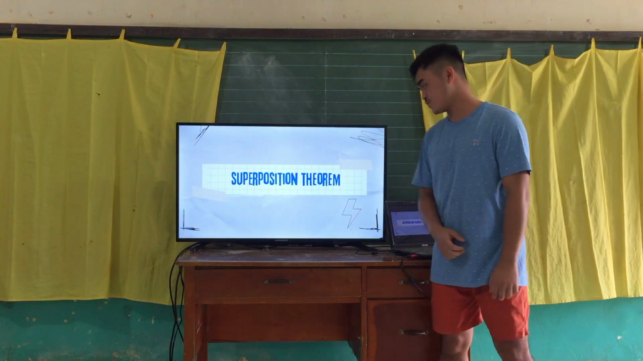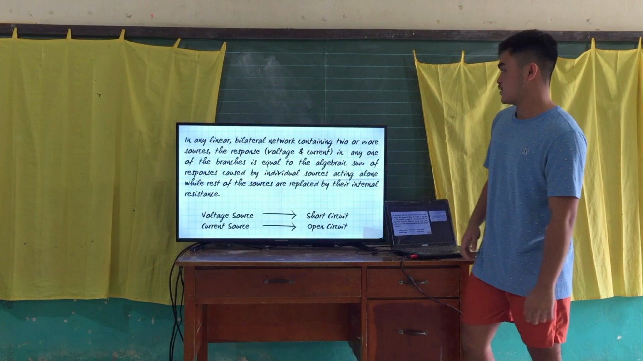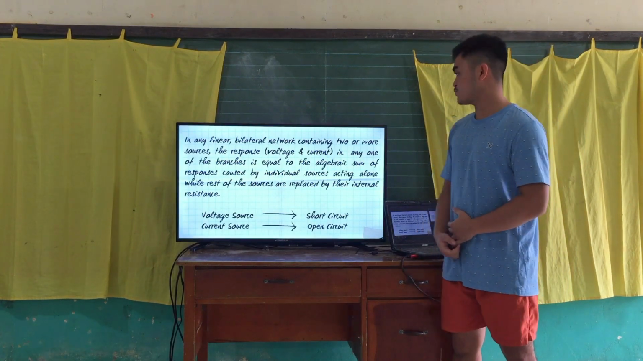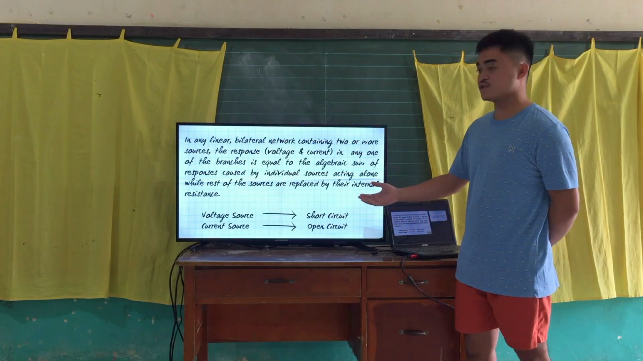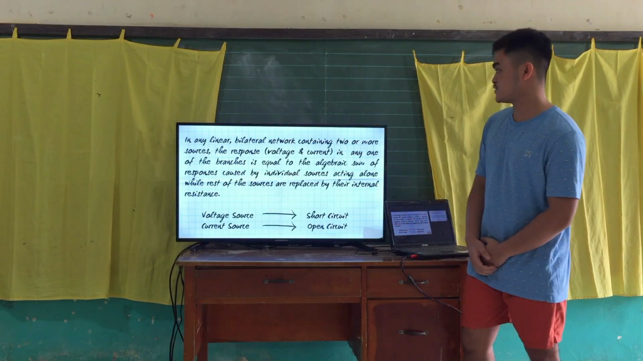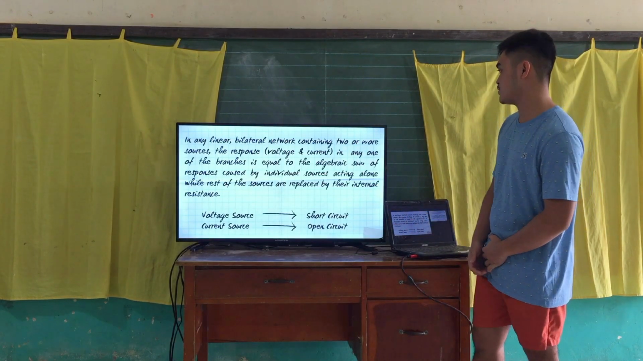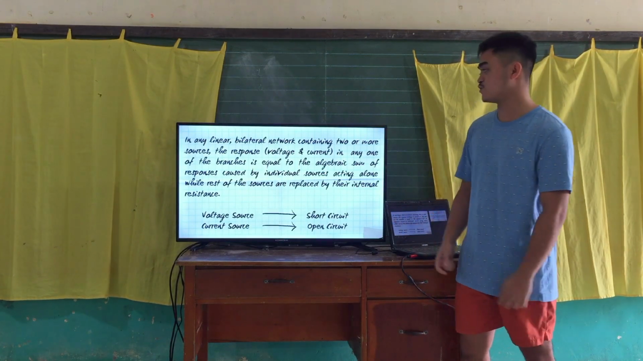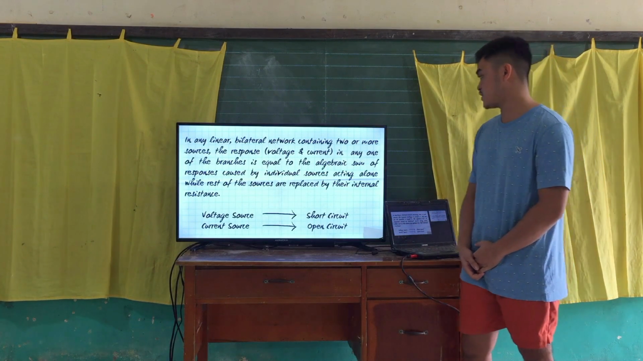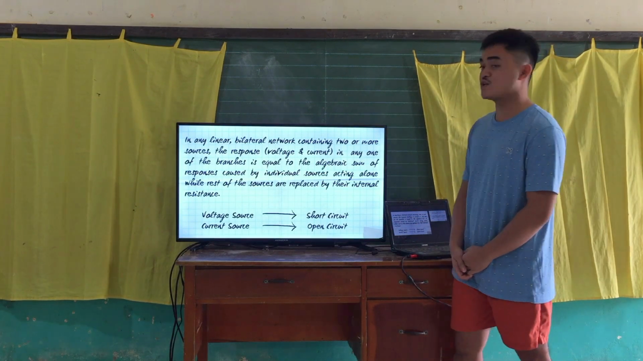So ano nga ba yung Superposition Theorem? In any linear bilateral network containing two or more sources, the response, voltage, and current in any one of the branches is equal to the algebraic sum of responses caused by individual sources acting alone, while the rest of the sources are replaced by their internal resistance.